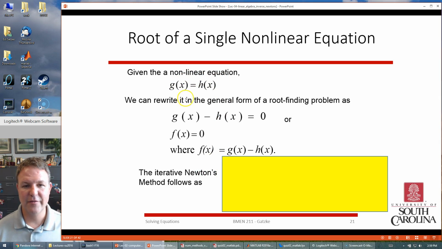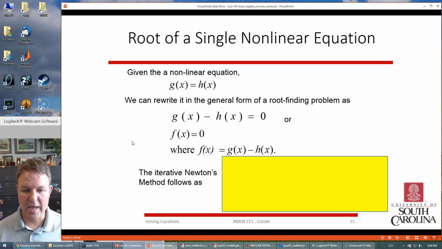So let's consider a single general nonlinear equation. If we have g of x equals h of x, we want to find what values of x make these two functions equal. Let's rewrite this by pulling h across. So g of x minus h of x equals 0. Or we can write this in the general form we usually see, f of x equals 0.